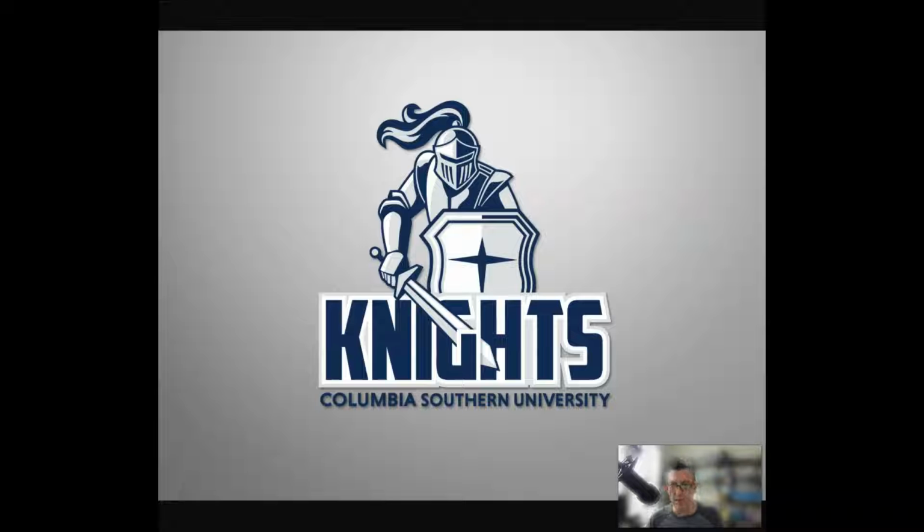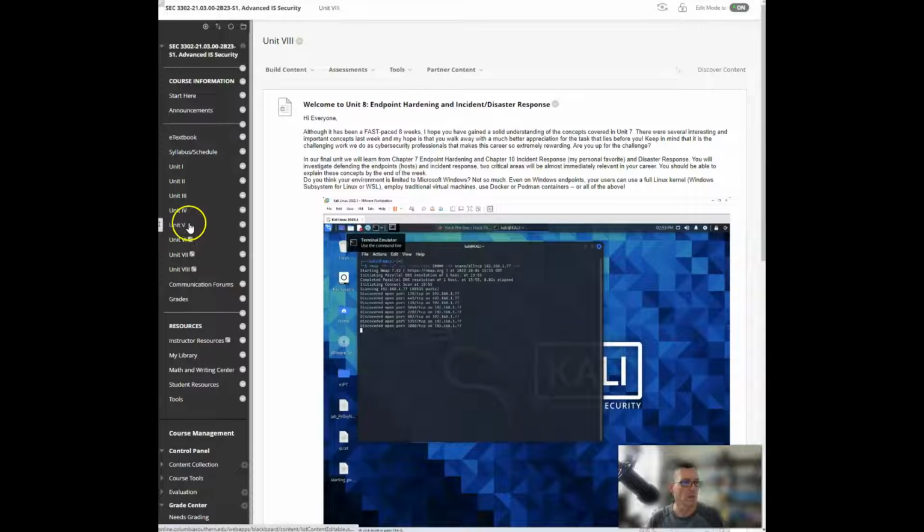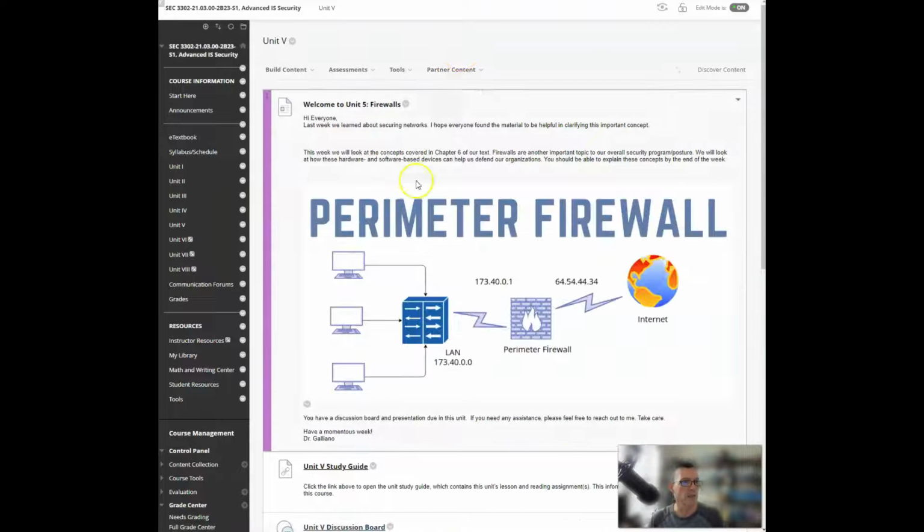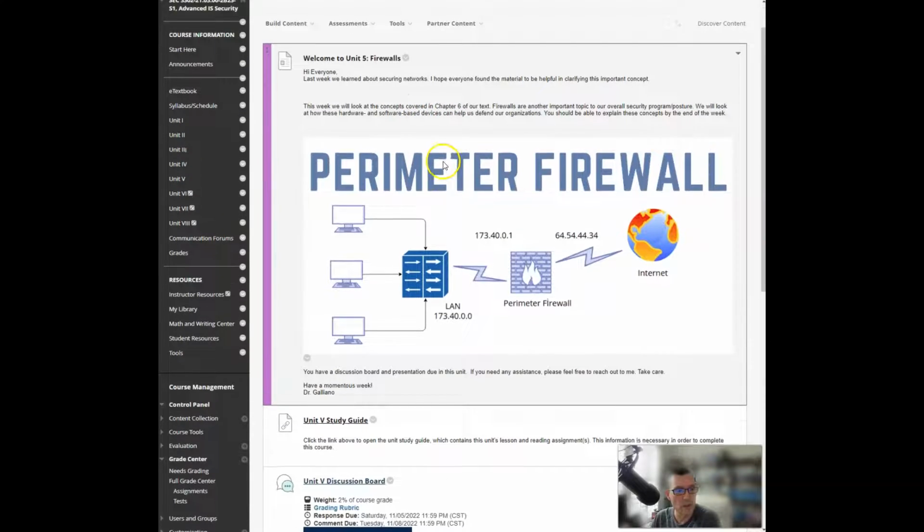So with that out of the way, let's go ahead and transition to the remaining units in the course, units 5 through 8. I'm going to briefly cover the areas you will learn about in each of these units, but my intention is to focus on the discussion topics and the assignments. So with that, in Unit 5, our focus is on firewalls. So I'm going to move over here in the course to Unit number 5. And so here you can see the welcome message in Unit 5 and the various other components of the course.